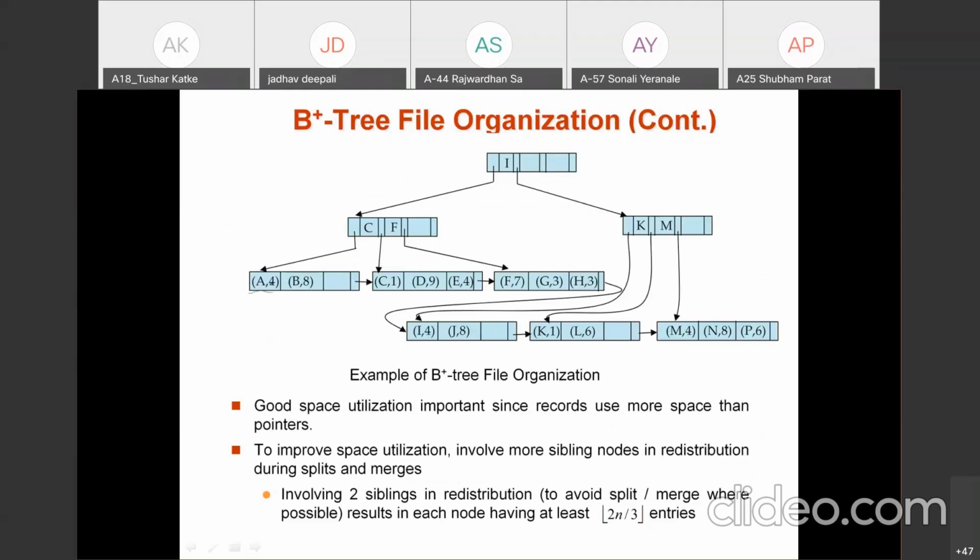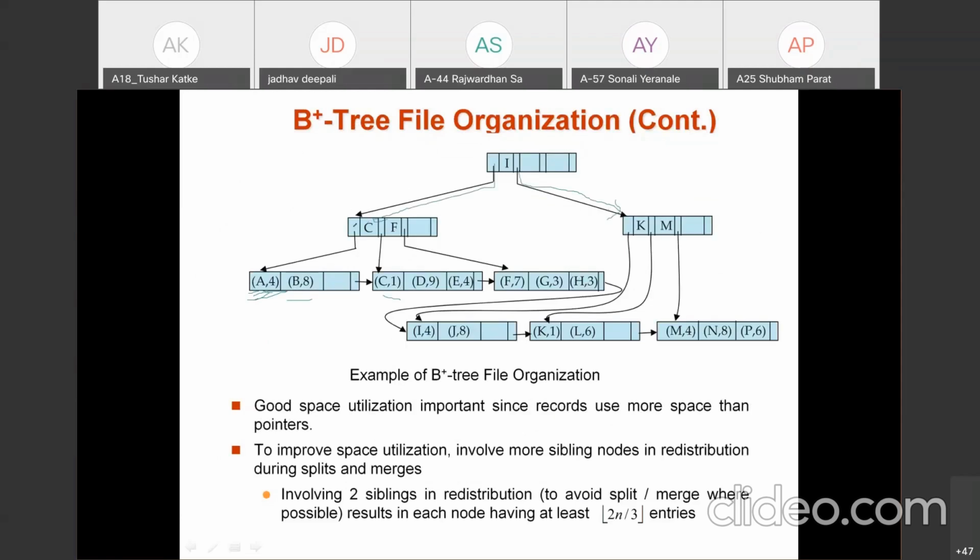Okay. So here it shows the records A4, B8. The record is directly there instead of a pointer. You can observe here that the pointer is not used. The remaining structure is the same. This one points to the records whose search key is less than I. This one points to the records which are greater than or equal to I.